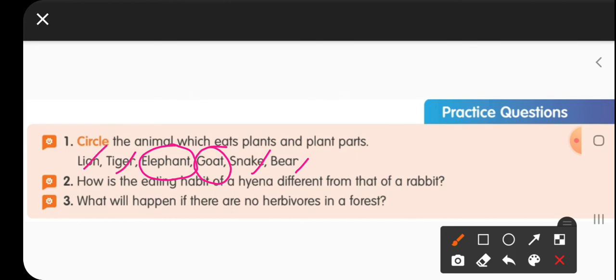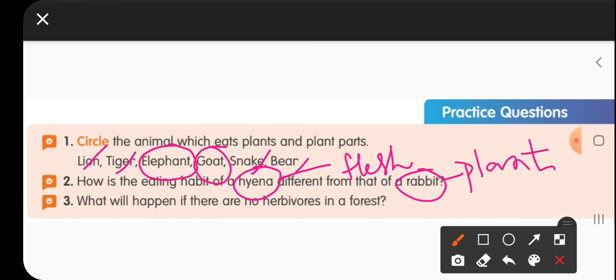The second question: how is the eating habit of a hyena different from a rabbit? Hyena is a flesh eating animal. That means it's a truly carnivorous animal, whereas the rabbit eats only plant products as food. That means it's a herbivorous animal.